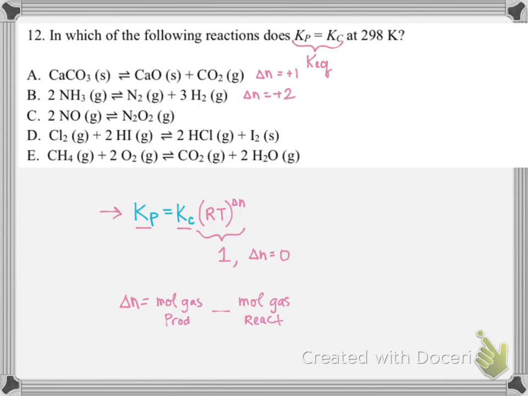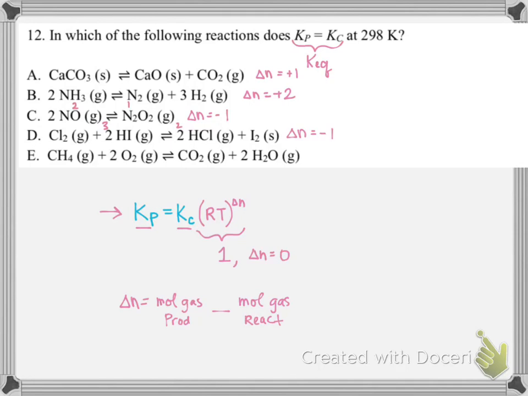And in C, we have 2 moles of gas and we make 1 mole of gas, so our delta N is going to be negative 1. In D, we have 3 moles of gas on the left and only 2 moles of gas on the right, so our delta N is going to be negative 1.